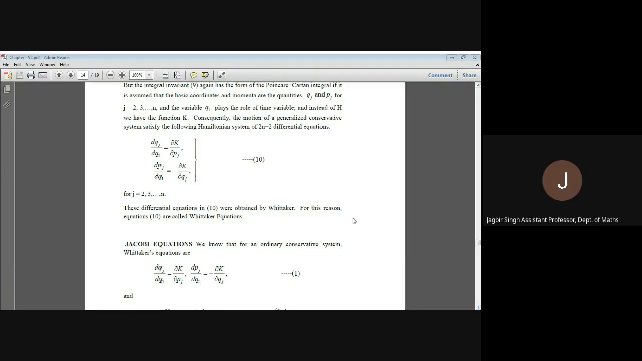I am leaving it today. Tomorrow we will derive the Jacobi equations.